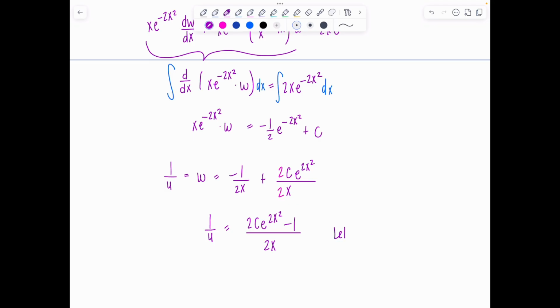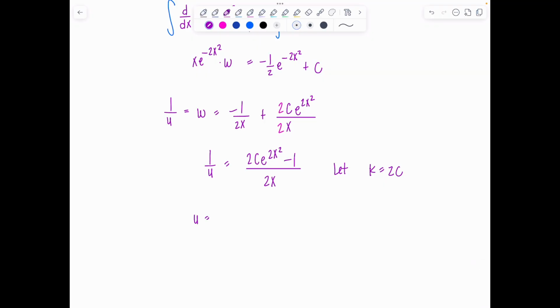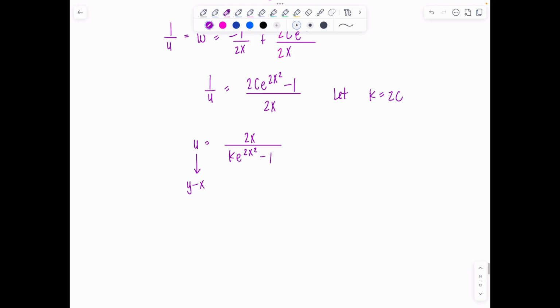I can let k be 2c. That way that looks cleaner. And then u would be 2x over k e to the 2x squared minus 1. Yay! And then who was u? Well, remember, u was y minus x. And so we can solve for y, get it by itself. Just add the x over and don't worry about it. Do you know what I mean? So y equals 2x over k e to the 2x squared minus 1 plus x.